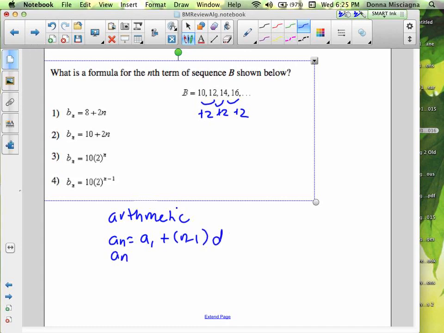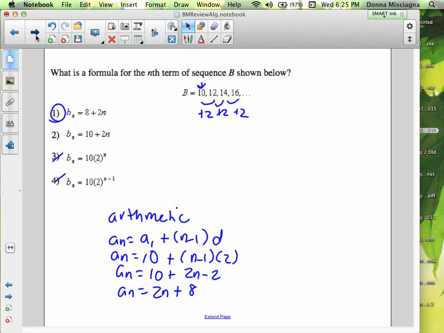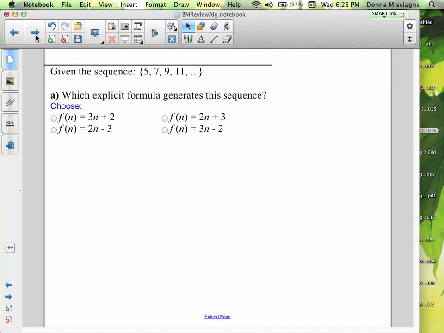Our a1 is the first term in the sequence, 10, plus n minus 1, and the common difference is 2. So a_n equals 10 plus 2n minus 2, which is 2n plus 8, or 8 plus 2n, same thing. Okay? So all we had to figure out is it's not geometric. That rules out 3 and 4. And B, they added instead of subtracted, because it's a minus 2. So subtracted.